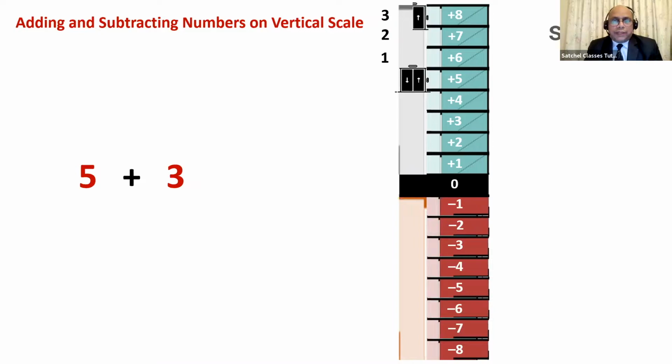1, 2, 3. So you go up 3 floors, you end up at the 8th floor. So 5 plus 3 is plus 8. Okay, does it sound more familiar than the previous example of temperature? You could use any of these scales to understand this. Let's take one more example.